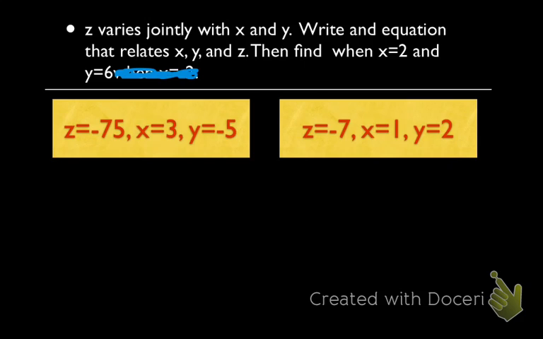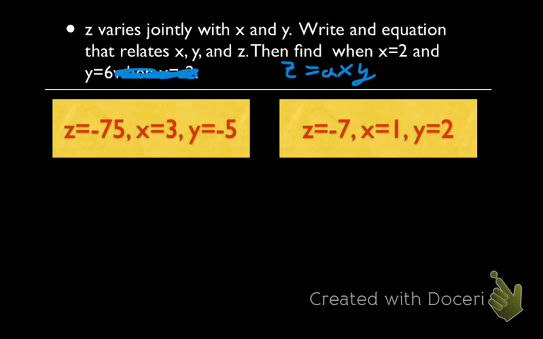When you see z varies jointly, that means joint variation. That means you're going to default to this equation: z equals a times xy. So when you see varies jointly, think joint variation. Now, in this example, they give you z equals negative 75, x equals 3, and y equals negative 5. Before, in the examples previously, the all-important thing in the equation was a. A was so important. If we went and found a, we could get the equation.